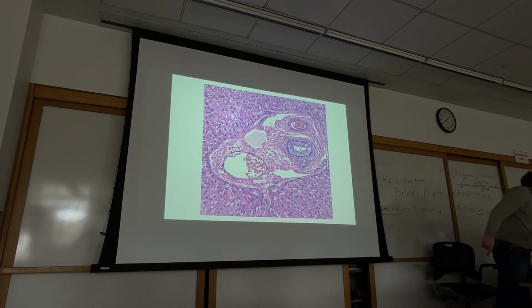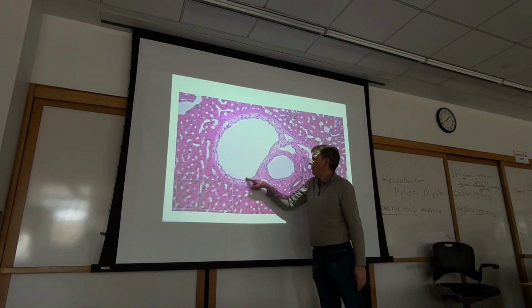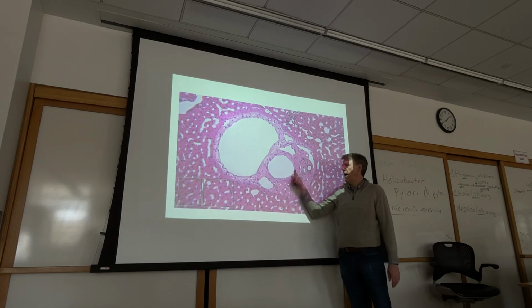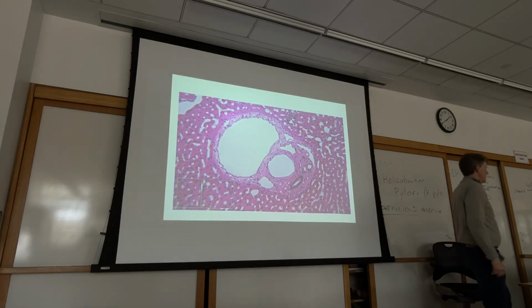Okay. One more. So this is the branch of the hepatic portal vein. This is the branch of the hepatic artery. And then this guy here would be one of the branches of the bile duct. Okay.